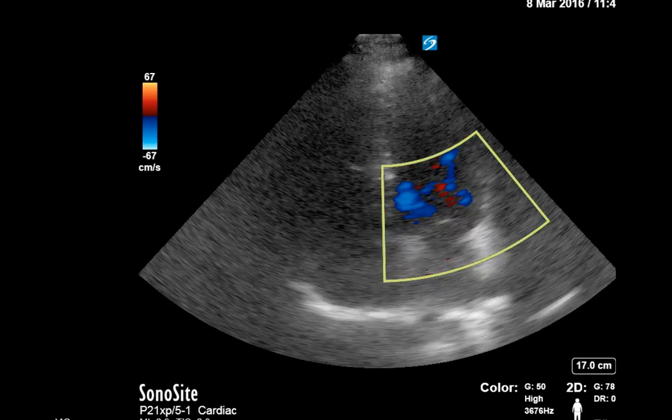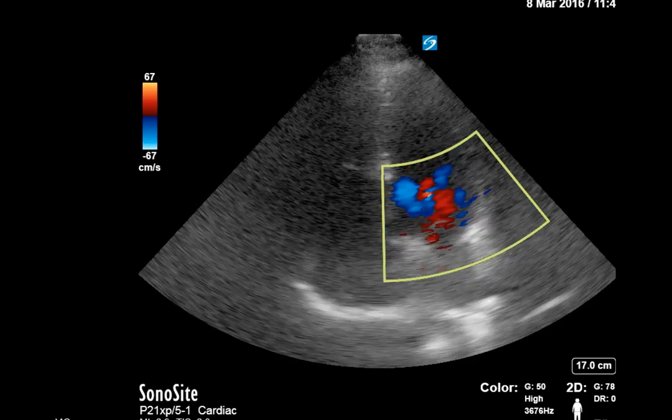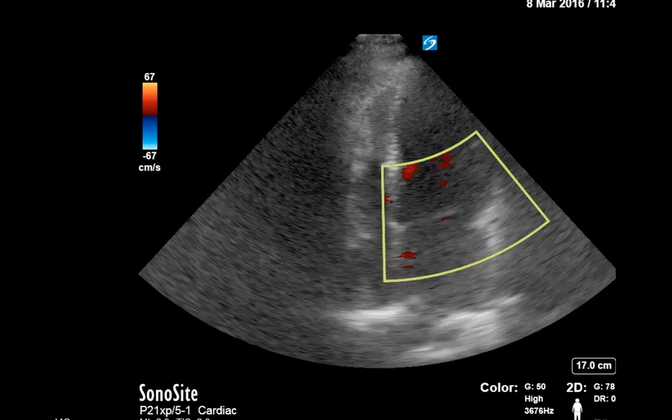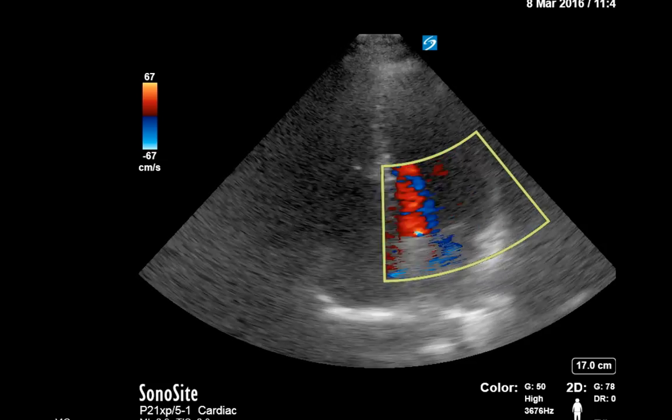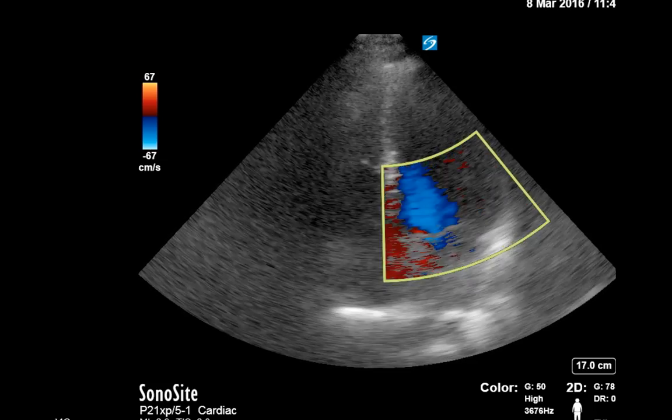No blue enters the left atrium. Notice how broad the red flow is because there is no narrowing of the valve to cause a jet. Red, blue, red, blue.